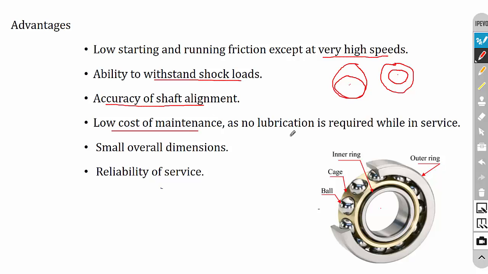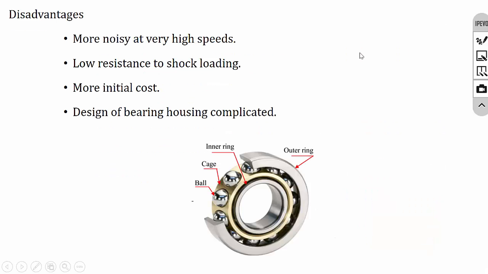Low cost of maintenance as no lubrication is required. So the maintenance cost is very minimum because we don't need to provide any lubrication. Then small overall dimensions, then reliability of service. So these are all the advantages of using rolling contact bearing.